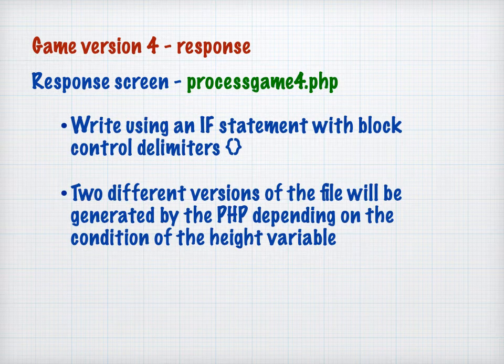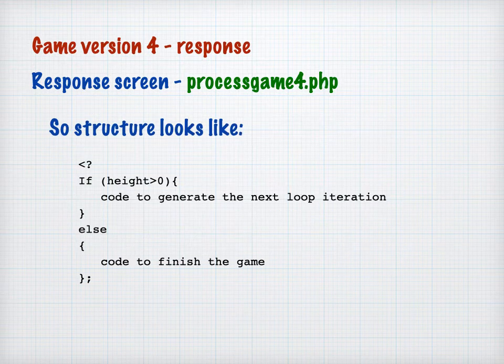Now, this is a little bit more complicated than it initially seemed, because we'll have to wrap up lots of the existing code, which is HTML code, into an if statement. There are going to be two possible outcomes. Either we carry on playing the game, if the height is greater than 0, or we finish the game. So it's going to look something like this.